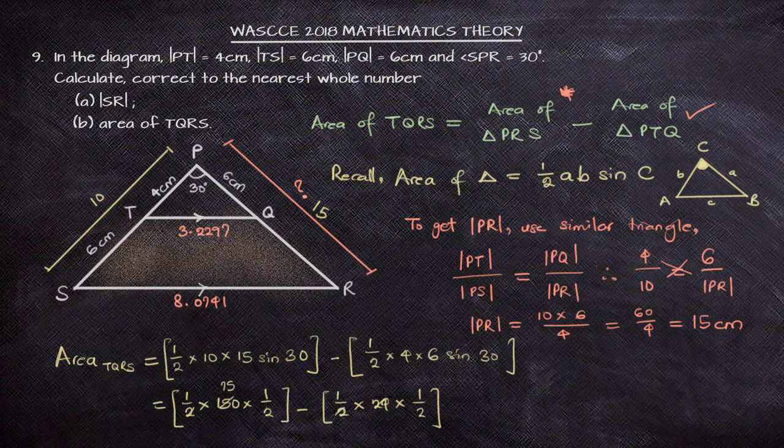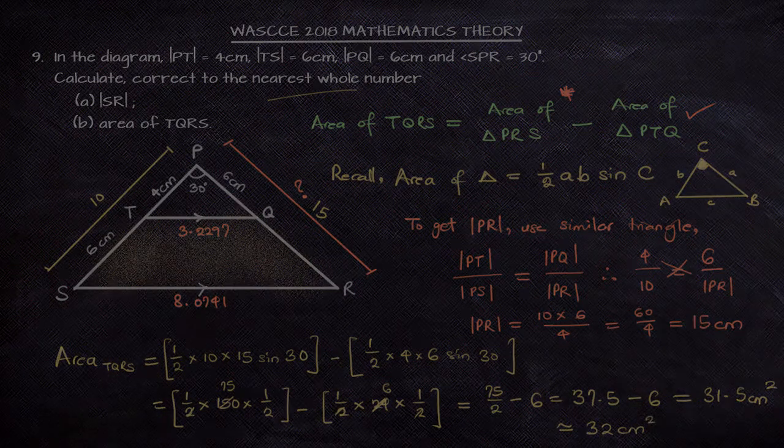Then we have 2 divided by 24, 2 and 4. Okay, we have 6 here. And that will give us 75 over 2 minus 6. 75 over 2 is 37.5 minus 6, that will yield 31.5 centimeters square. But we are asked to find this correct to the nearest whole number. So that will be equal to 32 centimeters square.